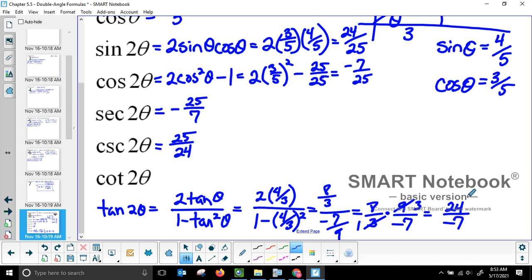All right, so now that we have tangent of 2 theta, we can easily find cotangent of 2 theta simply by taking our reciprocal here. So negative 7 over 24.